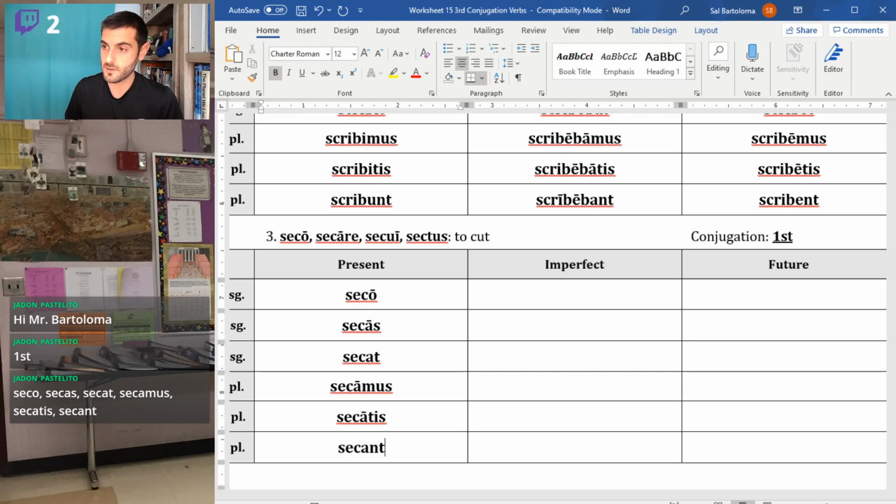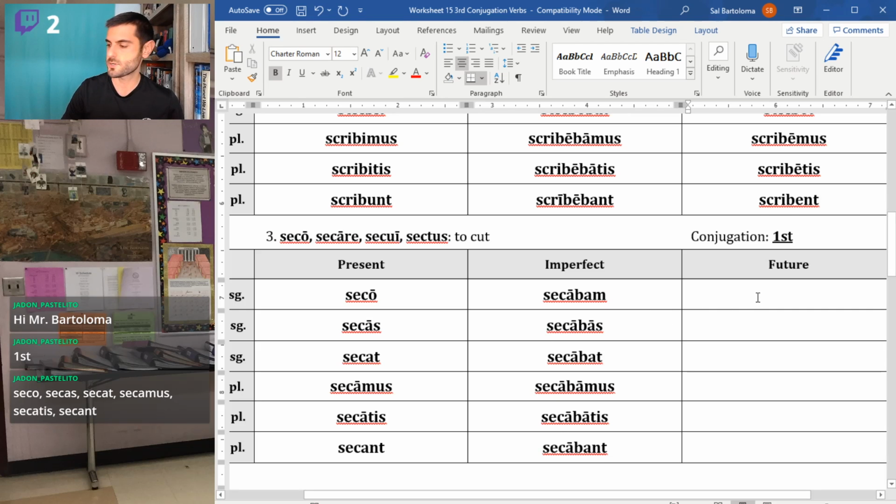So we just use our A, right? Our normal A for first conjugation. Same thing with the imperfect. Secabam, secabas, secabat, secabamus, secabatis, secabant. Right? So your normal pattern. First conjugation hasn't changed.